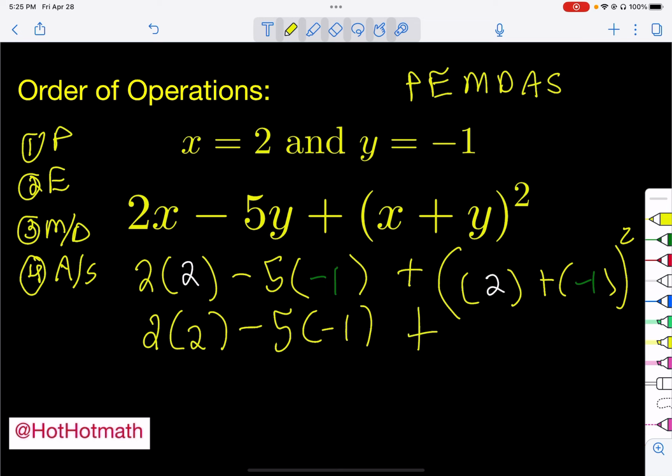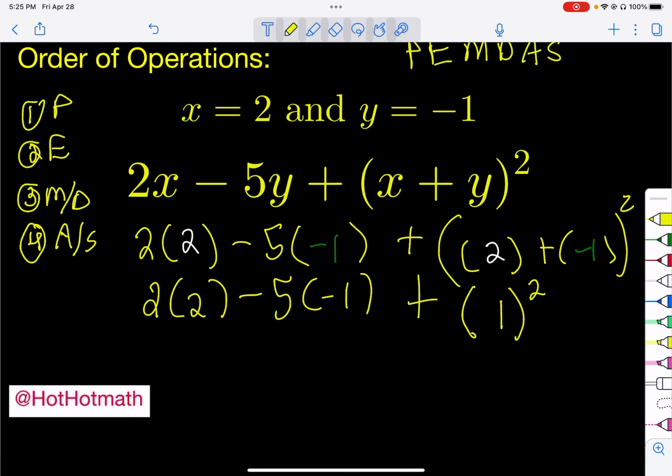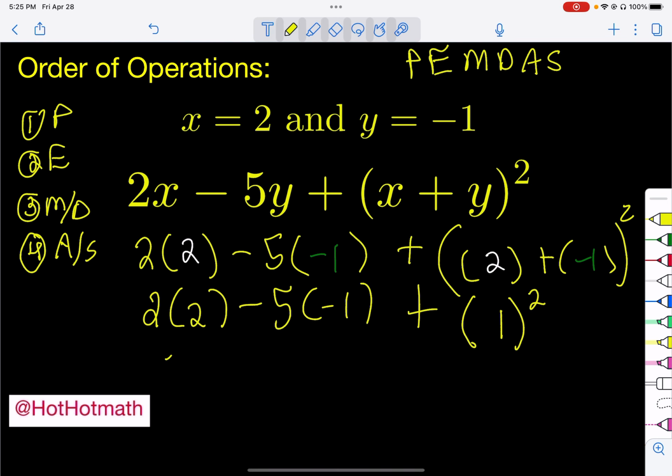Okay. Now 2 plus -1, since they are different signs, we're going to add them by actually subtracting them and keeping the sign of the larger value. So 2 is the larger value, so we're going to subtract and get +1. The next thing on our PEMDAS that we have to do is exponents. So for that one, we are going to do 1 squared. 1 squared is 1.